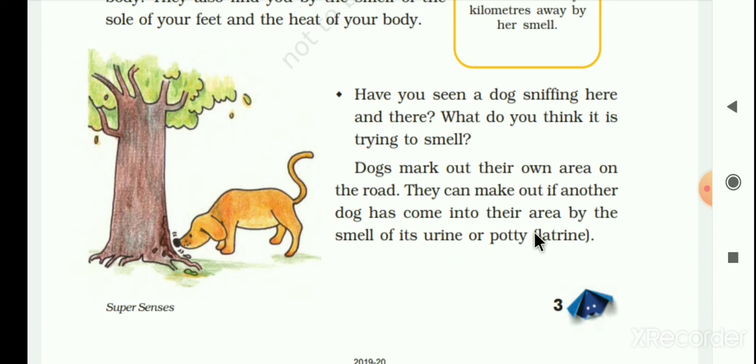So this is the sense organ of smell through which the dog smells and recognizes that another dog has come to its area, which it can recognize through the smell of its urine and potty.